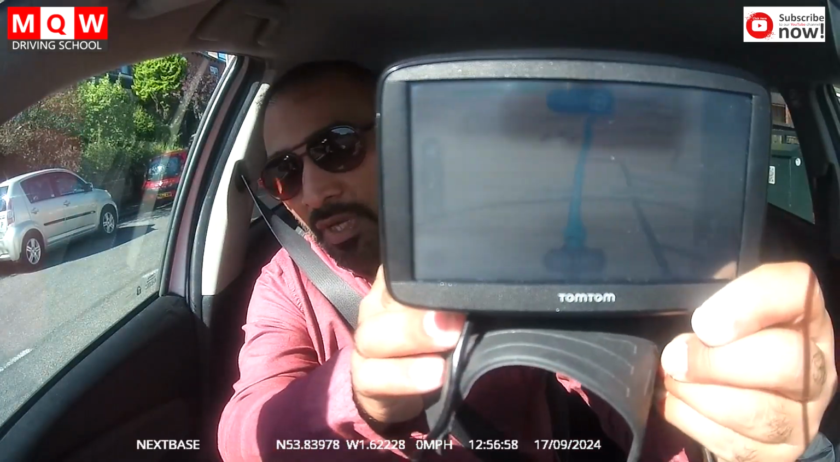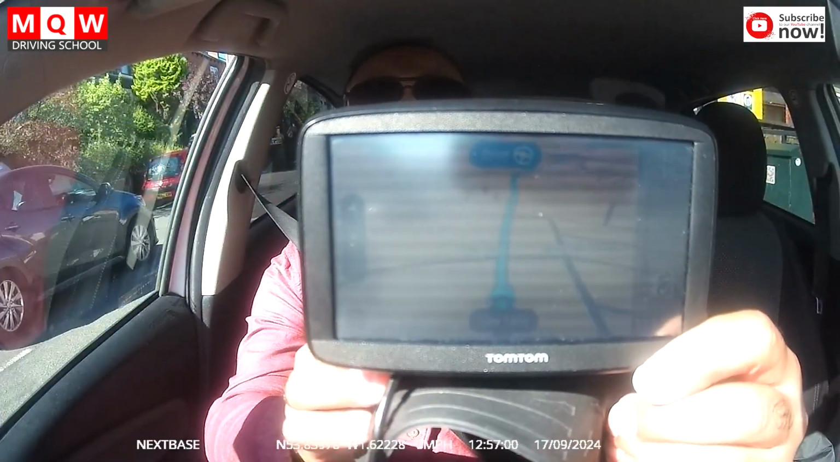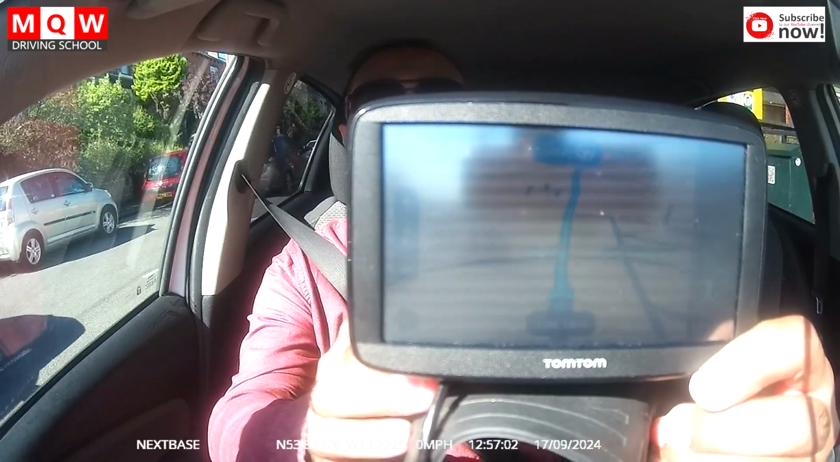So I'm going to show you that one. It's called TomTom 52 model. So they use that model for the test. They come with the power bank, so they will set this for you. And sometimes they start outside the test center, or they sometimes say you to continue and then start it later.